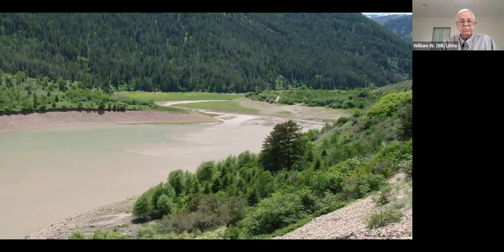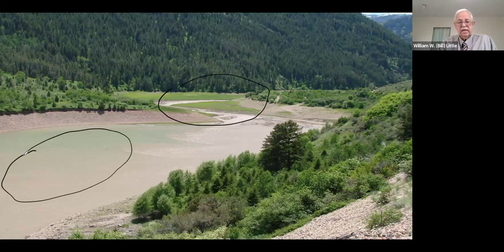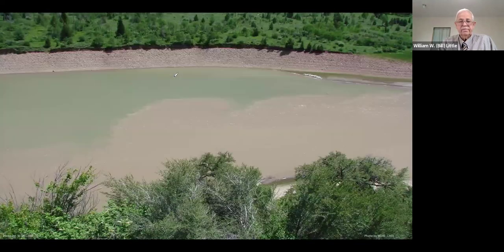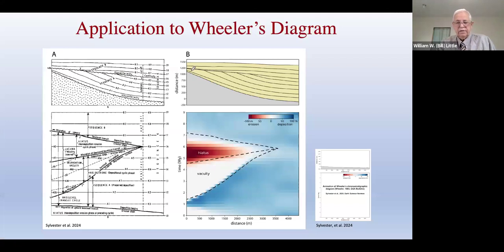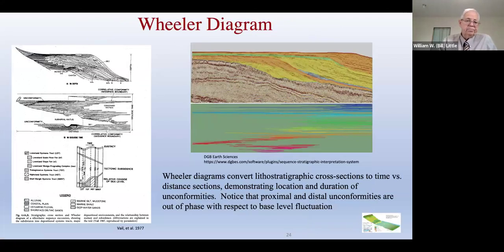And so again, you can see that here, erosion in this area, and deposition is taking place out here. And so if we go back to this diagram here, this area is caused by erosion during base level fall. And these unconformities out here are the result of non-deposition and sediment starvation during base level rise.